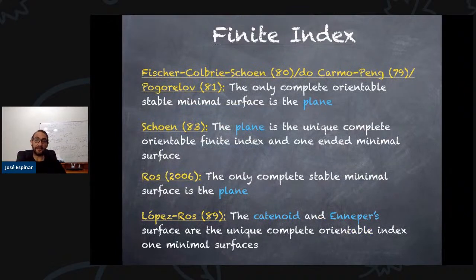So we have here a plethora of examples of theorems about the classification of finite index. So the first one, Fischer-Colbrie, do Carmo-Peng, Pogorelov also proved that in the orientable case, the only stable one is the plane that we have seen. Actually, Ros proved that result, removing the hypothesis of orientable, is true for any stable minimal surface, no matter what, orientable or not, showing that the plane is the only one with finite index and index 0. Lopez and Ros also proved that the catenoid and the Enneper surface are the unique complete orientable index 1 minimal surfaces. Okay, so the difference here between the catenoid and the Enneper is that the catenoid is embedded and the Enneper is not, right? But they are the only ones with index 1.